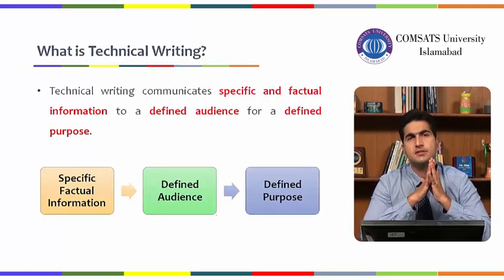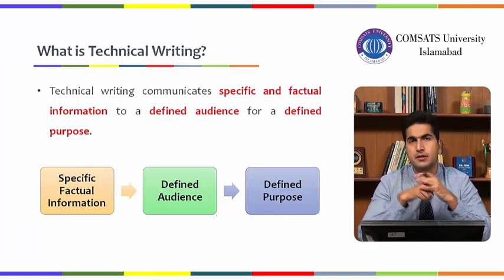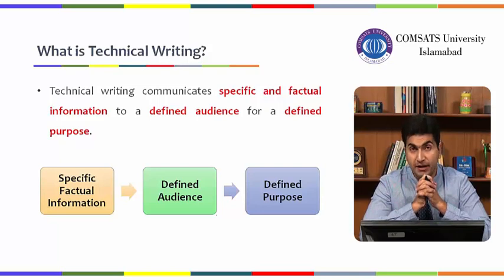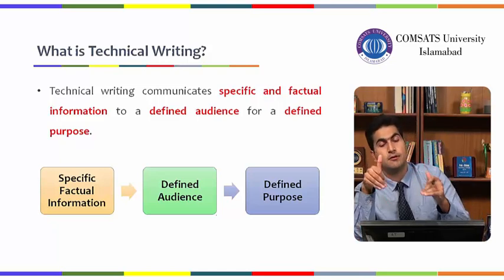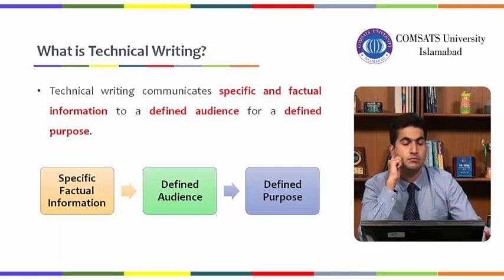Now look at this concept, what basically it does. I'll be providing some of the more detail of what basically technical writing does. So if you look at the bullet and focus on the points in red, it will clarify the basic definition and the concept of technical writing. It communicates specific and factual information to a defined audience for a defined purpose. And the same things are also written within the provided diagram and the model as well.